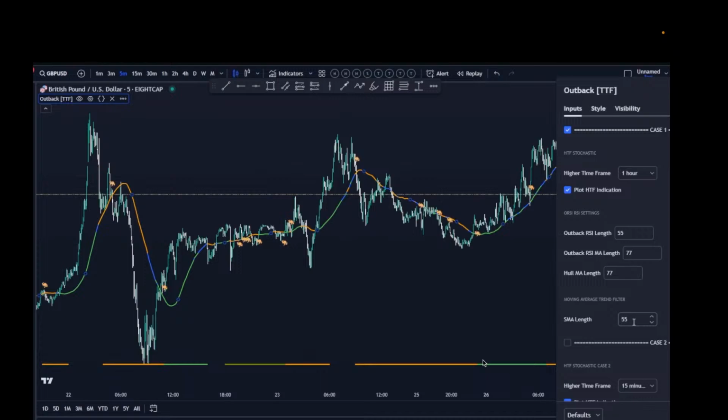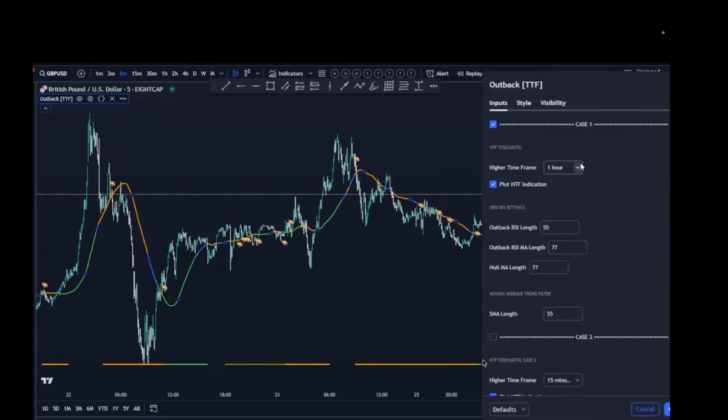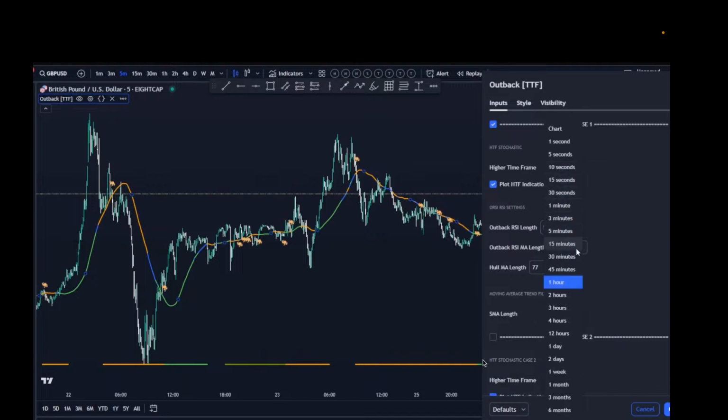Also for the simple moving average length, some people like 55, some people like 21. It's personal preference, so I would test that for yourselves. But as for different time frame combination scenarios, if you're trading the 1 minute, then I'd recommend probably the 15-minute stochastic. If you're trading the 5 and the 1 hour, if the 1 hour is a little slow, as you can see in Case 2, we do use the 15-minute, but you could try out the 30 or the 45-minute.